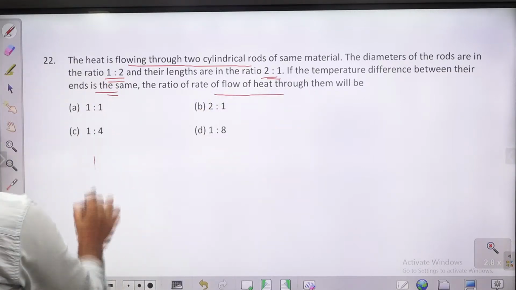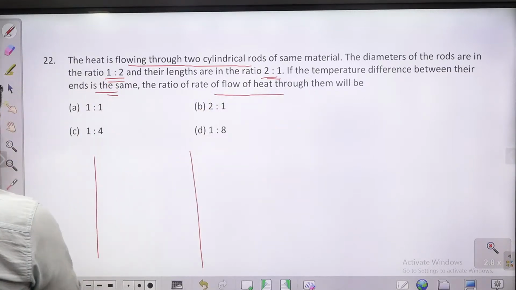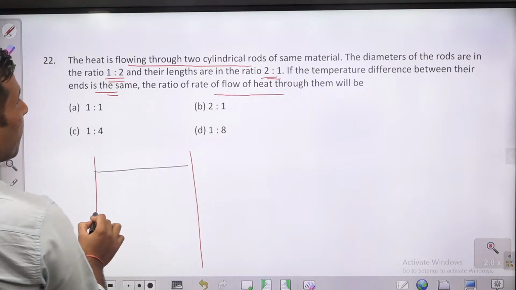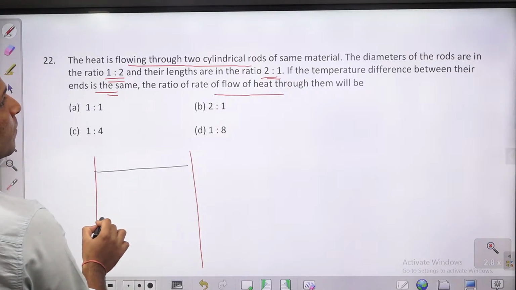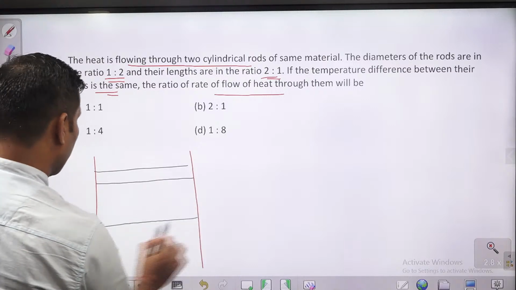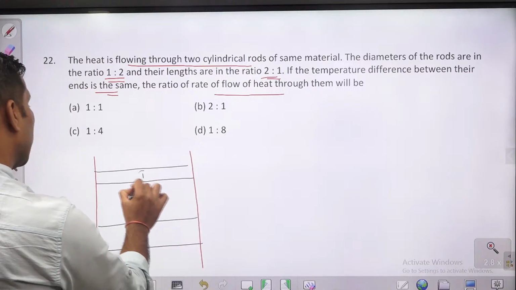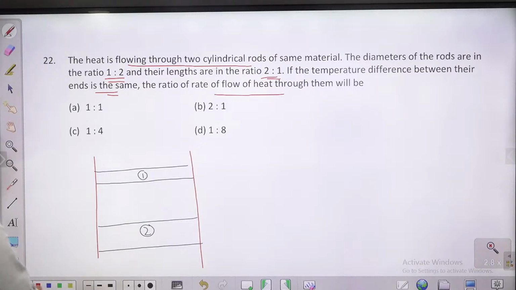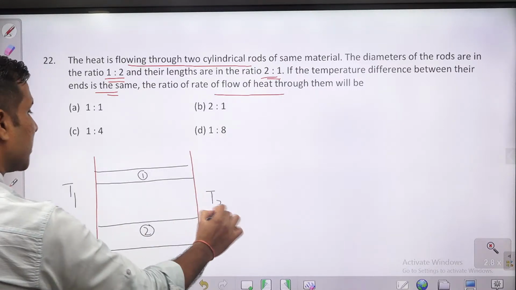So there are two rods, कुछ ऐसा rods हैं बच्चों. So these are the two rods. Diameter कुछ ऐसा है, तो इसको मैं थोड़ा पतला दिखा देता हूँ, इसको थोड़ा मोटा दिखा देता हूँ. So this is rod 1 and this is rod 2. Both are having the same temperature difference. तो यहाँ पे temperature T1 है, यहाँ पे temperature T2 है.